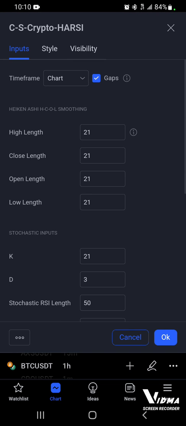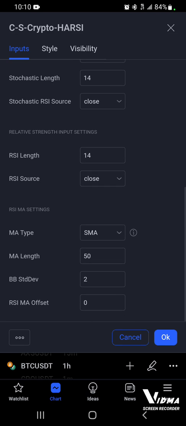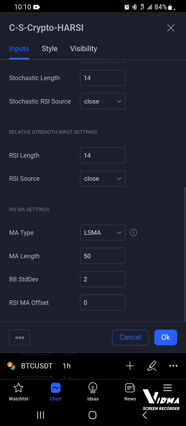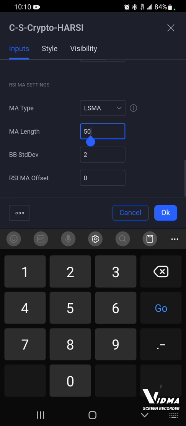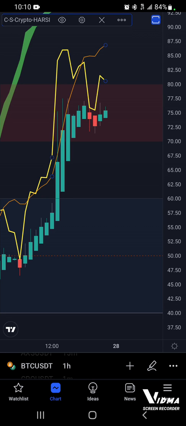You can go into your Coffeeshop Crypto HARSI, and you can change the RSI moving average type to a least squares moving average, right? And set it, well, I have it set for 50 just because I like it that way. Let's set it for a 21 and give it a little bit more gas. Let's give it a little bit more noise. So you do that, and you can see that the move is actually over.